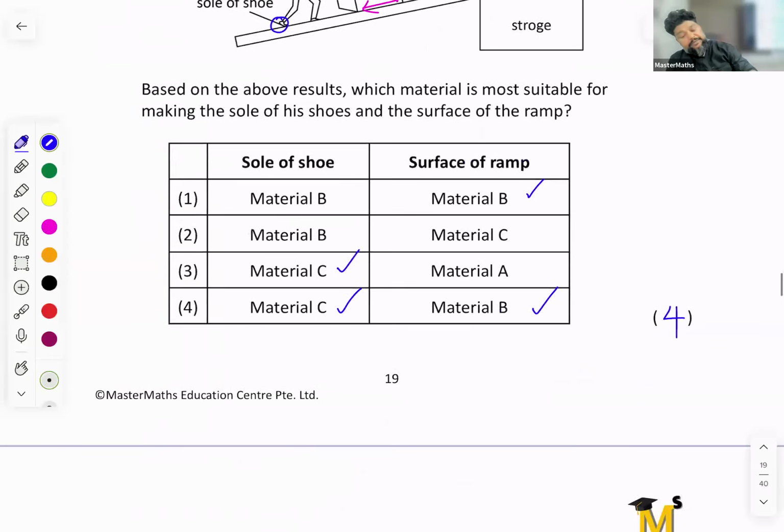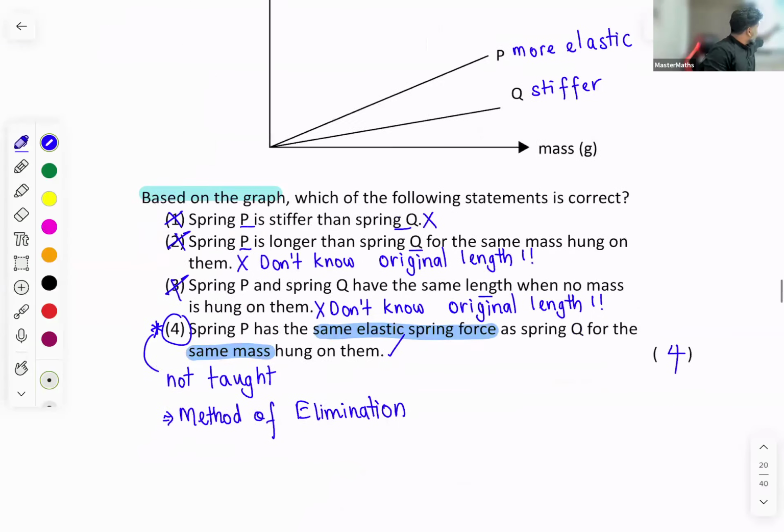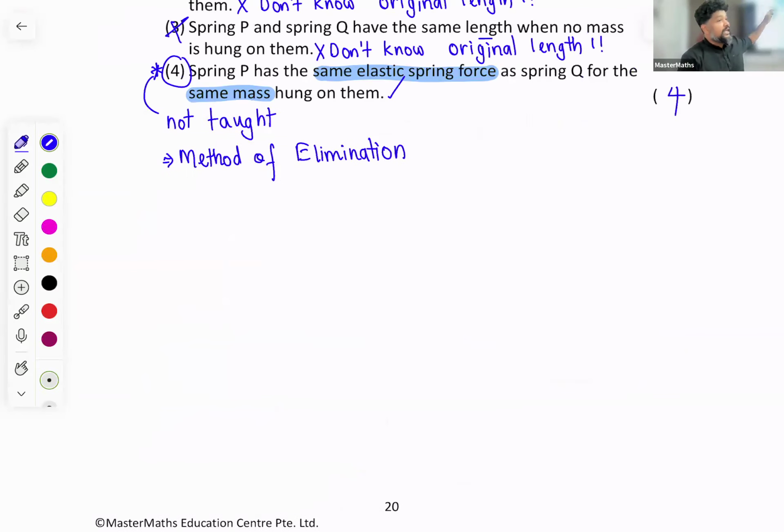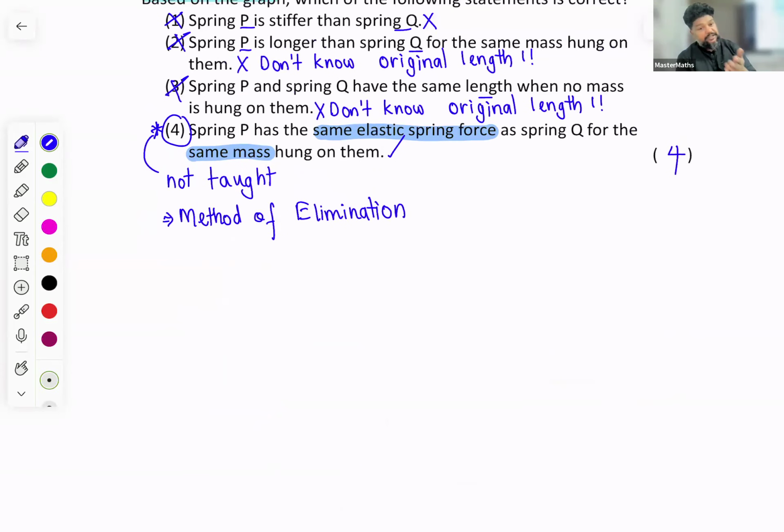So this is why this method of elimination is important. Because in PSLE, this concept was never taught to you. Did I teach you that same mass has the same ESF? No. But you know the rest. So based on the method of elimination, you arrive at the answer. PSLE is the same thing. You don't know the heat conductivity of a turkey, for example. Do you know? You don't know if turkey is a better conductor of heat than chicken. You wouldn't know. But if you apply the method of elimination, you can arrive at the correct answer. Is that okay? So there will be things that they will test you that haven't been taught, but you need to apply the method of elimination to arrive at the answers.